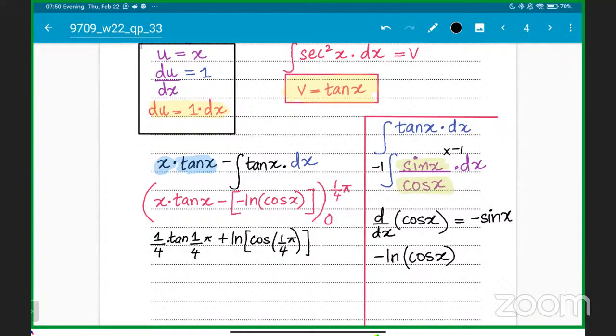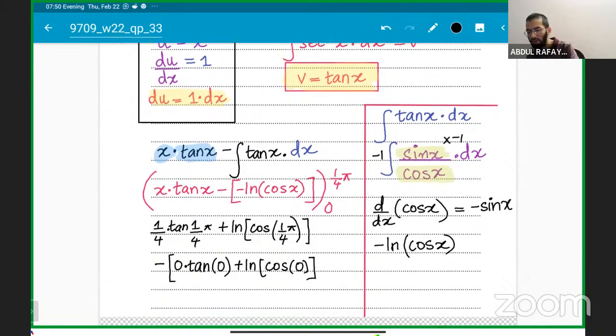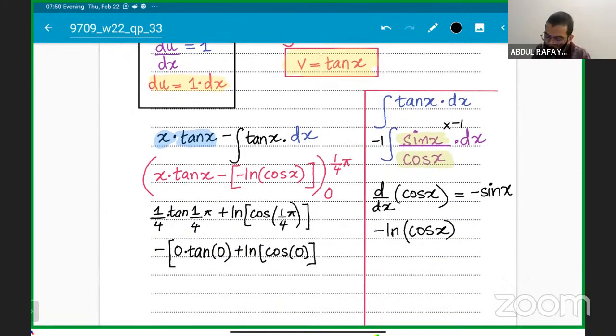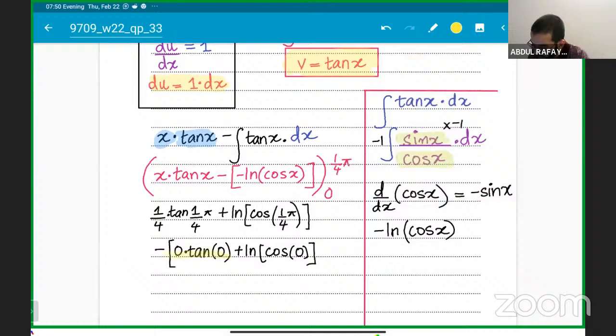The next thing is that we are putting in the minus value, 0. So when you put 0 times tan 0 plus ln cos 0, see what you're getting. It should be 0 coming. Cos 0 is 1 and ln 1 is 0. So this whole thing will become 0. We are not getting anything from here, guys. Clear with me?